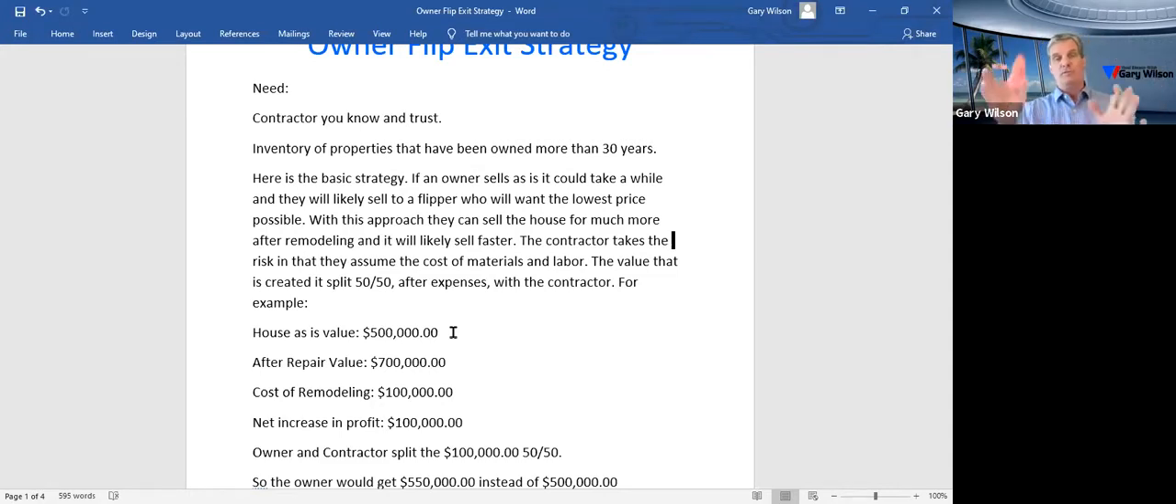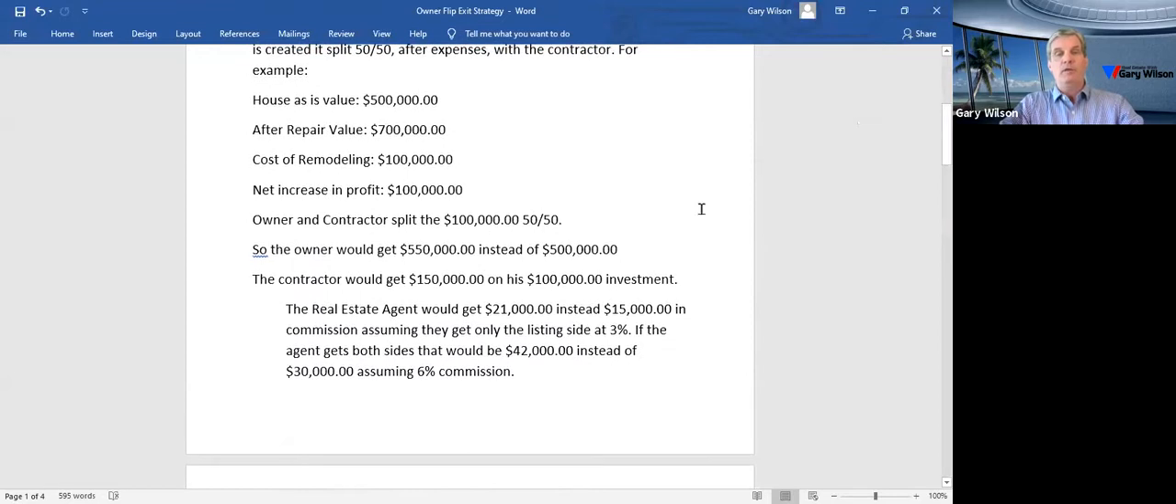So what happens is the owner and the contractor split the profit. They each gain from this by $50,000, which is no small amount of money. And you, the agent, get a property to sell that's now $700,000 as opposed to $500,000. So in any case, if you don't want to do this, you just go right back into listing mode and say, okay, I'll go ahead and sell it for you for $500,000. But in any case, so far, can you see the value in this strategy?